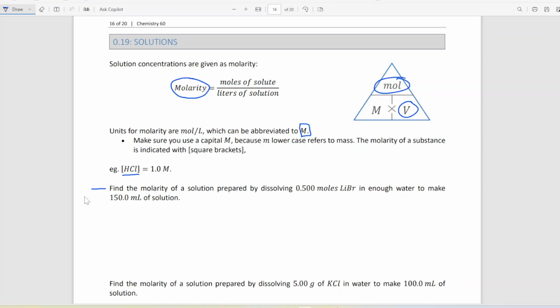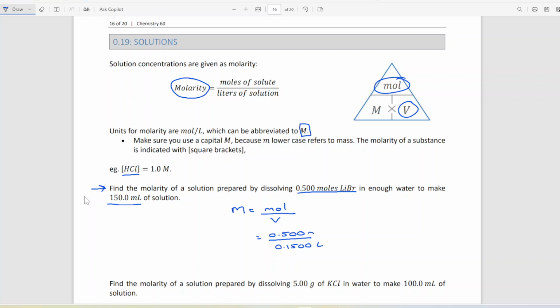So if they ask you a question like, find the molarity or find the concentration of a solution by dissolving 0.5 moles of lithium bromide in enough water to make a 150 milliliter solution, they are asking for the concentration or the molarity of the substance. So molarity will equal moles divided by volume in liters. So they've given us 0.500 moles of lithium bromide in a 150 milliliter solution, which there are 1,000 milliliters in a liter, right?